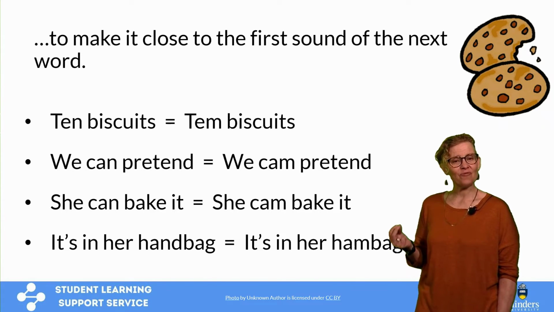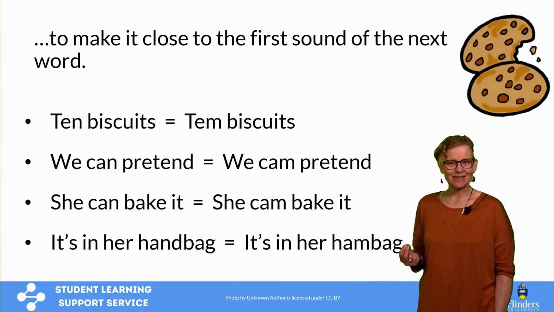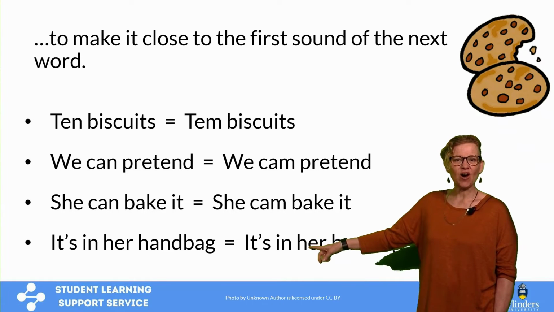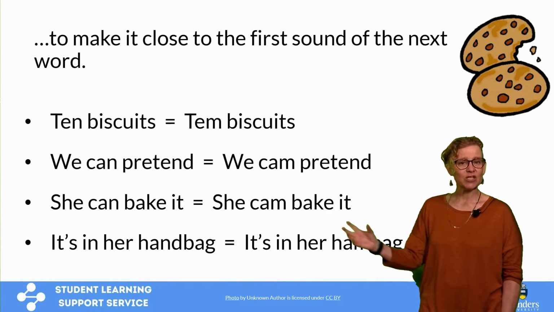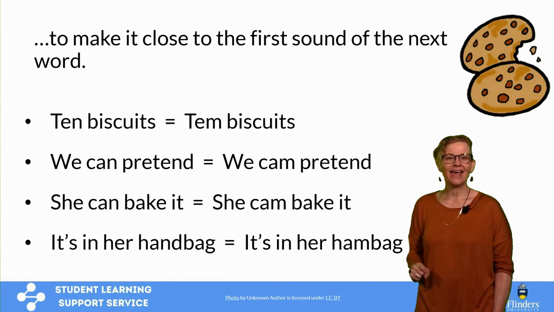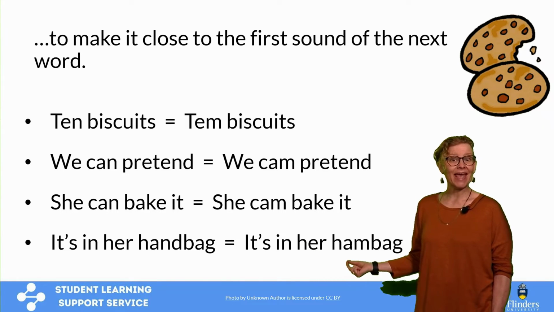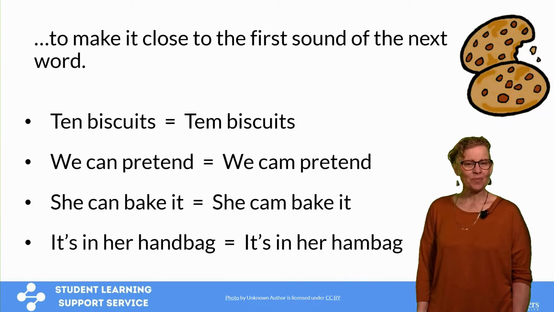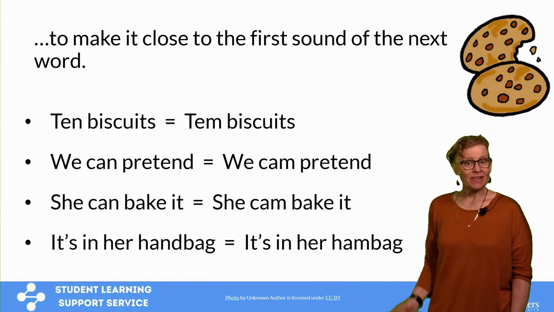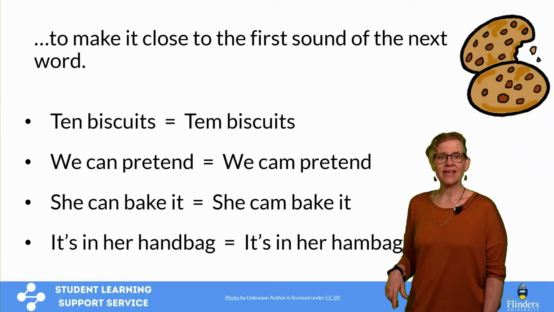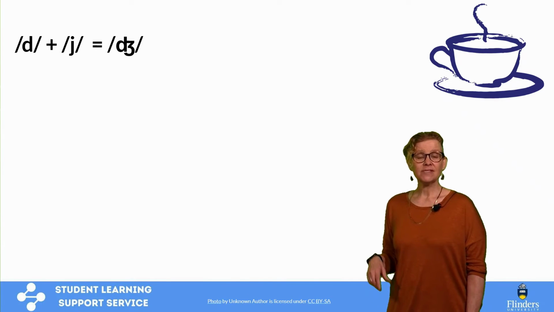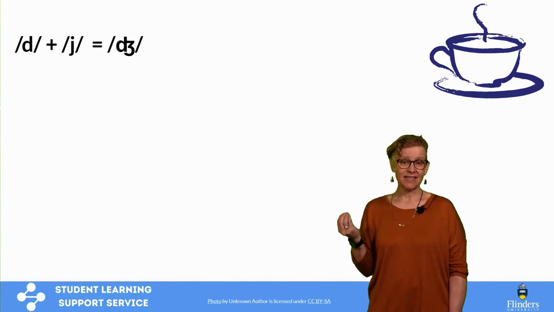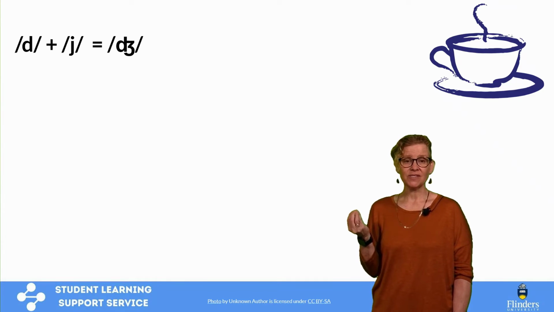And here we have both elision and assimilation, where the D of handbag has gone, it's elided, and the N has changed to an M to be close to the B of bag. Have a play yourself. All right, but there's more to assimilation than this. Sometimes the sounds combine together to make a completely new sound.